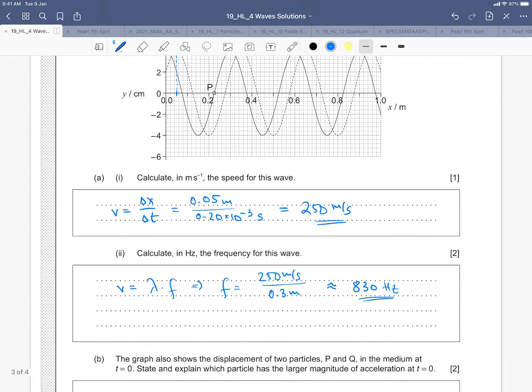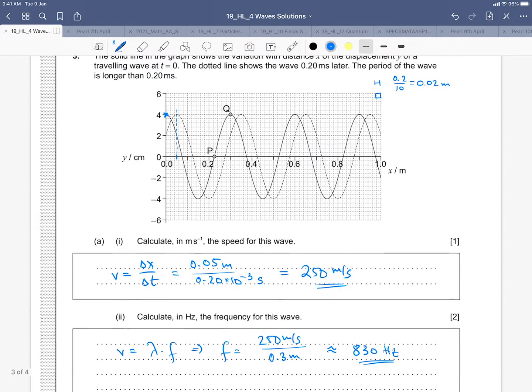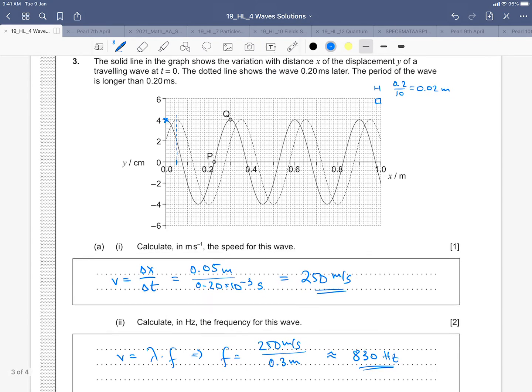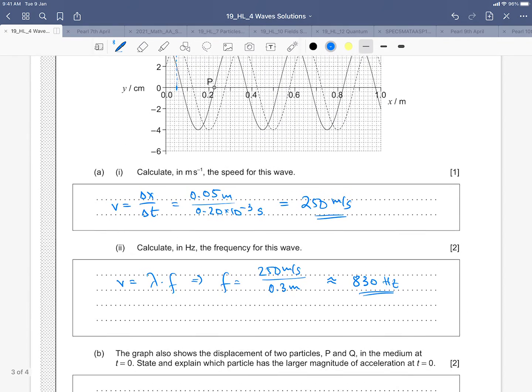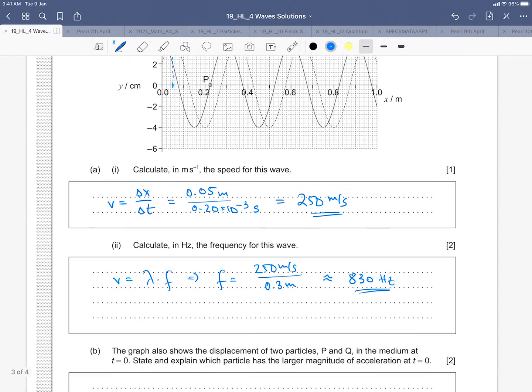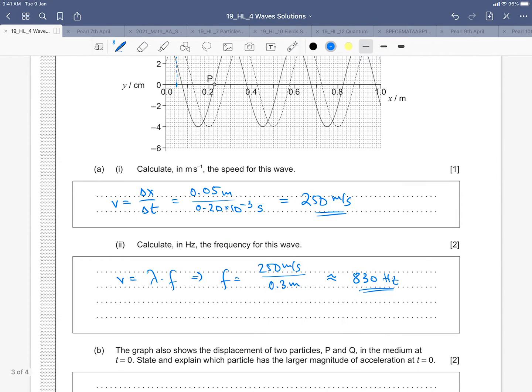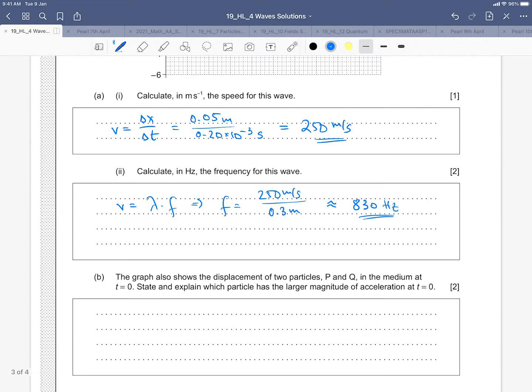Then it's showing P and Q, the displacement of two particles in the medium, and we have to state and explain which particle has the larger magnitude of acceleration. We know that the particles in the medium are undergoing simple harmonic motion, and the further away the particle is from the equilibrium, the larger acceleration it has. So clearly Q has the larger acceleration.